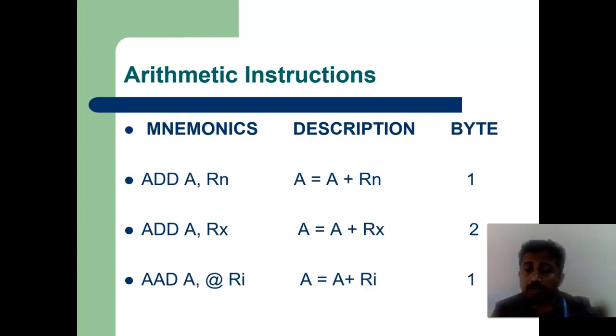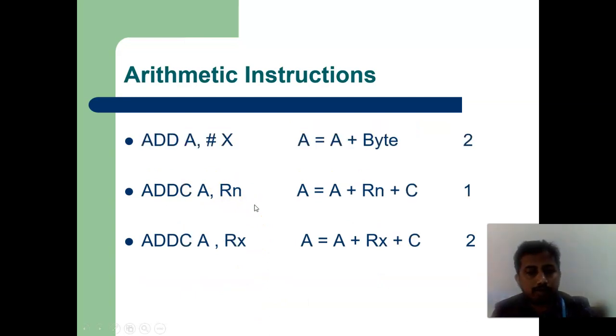So as usual, here one thing is taken into consideration: A should be the destination. You should have a fixed destination as A, and you can take a register value and add it to A, or you can take an immediate value, or a memory location, anything you can take. Destination should be A.